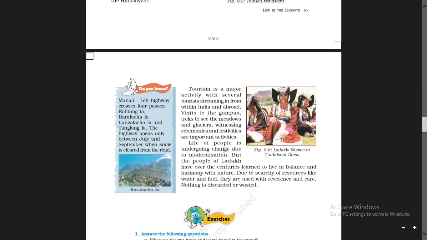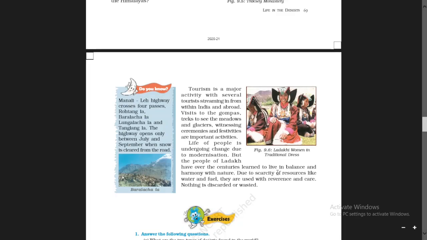Life of people is undergoing change due to modernization, but development is occurring in each and every place. So life of people is undergoing change due to modernization, turning to a modern way. But the people of Ladakh have over the centuries learned to live in balance and harmony with nature. In such a harsh climate, they learned to live in a peaceful way with nature.